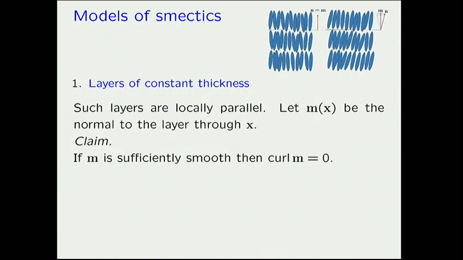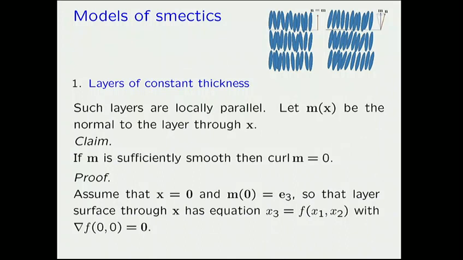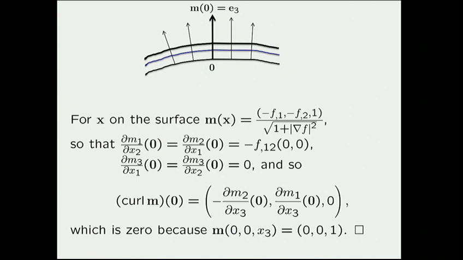Okay? And if m is sufficiently smooth, then I claim that the curl of m is zero. So here's a sort of proof. Let's take x equals zero, and m of zero is E3, so the layer surface through x has the equation x3 is f of x1, x2, and the gradient of f at zero is zero. So this is the sort of situation we have. And now for x on the surface, the normal is given by minus f comma 1, minus f comma 2, 1, over the square root of 1 plus gradient f squared.